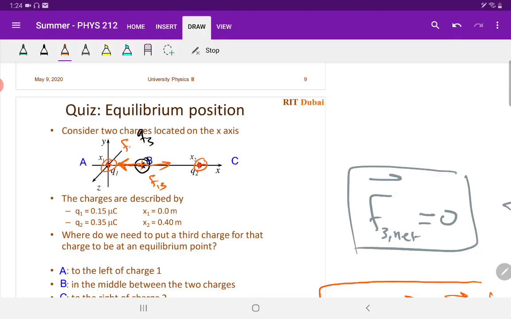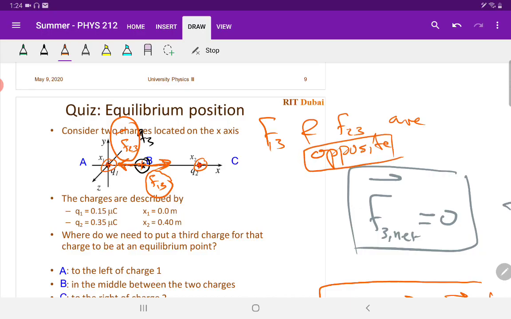And that gives me F23. Now, look at this. Now we have something to talk about. Why is that? Because you will see that F13 and F23 are in opposite directions. F13 in region B is going to the right, while F23 in region B is going to the left, which means F13 and F23 are opposite.